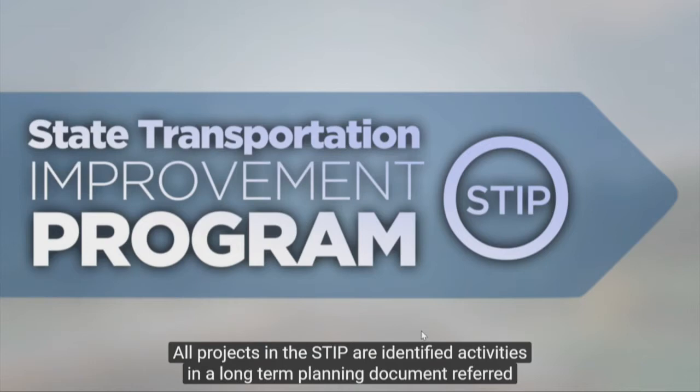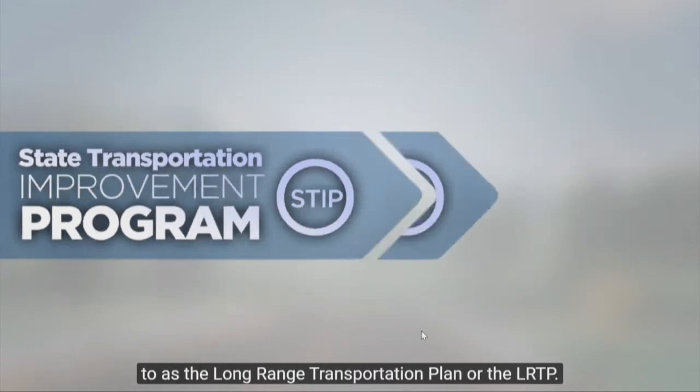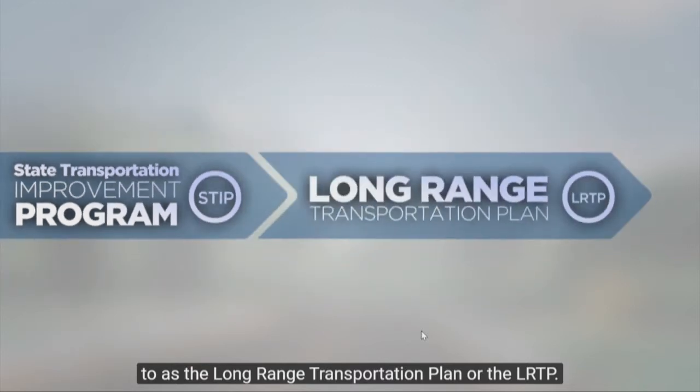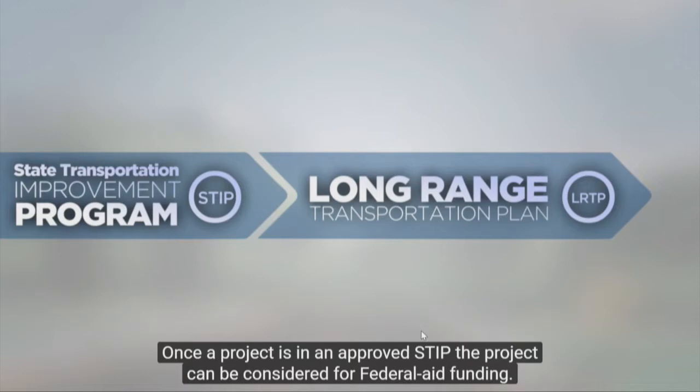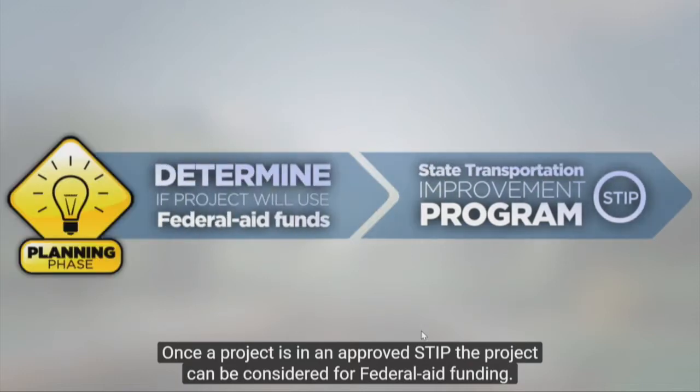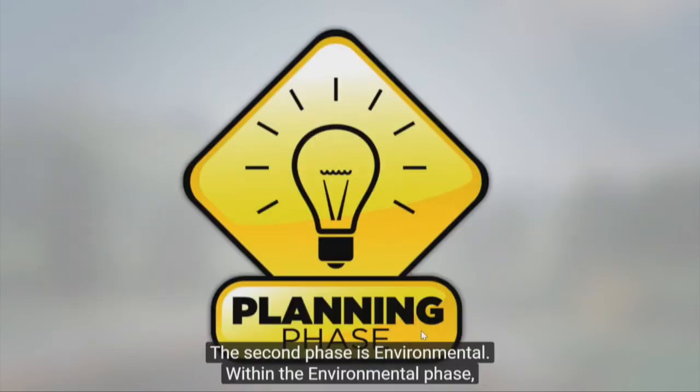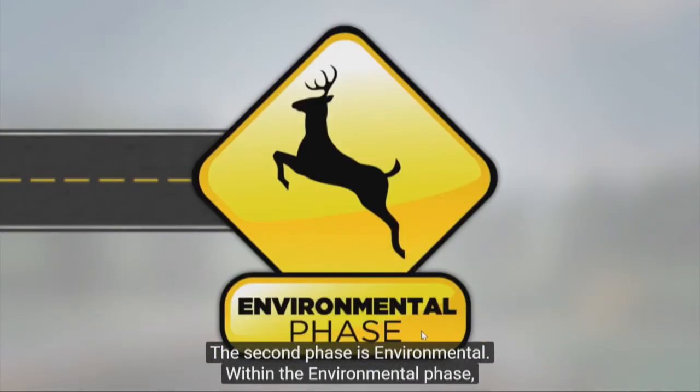All projects in the STIP are identified activities in a long-term planning document referred to as the Long Range Transportation Plan, or the LRTP. Once a project is in an approved STIP, the project can be considered for federal aid funding. The second phase is environmental.